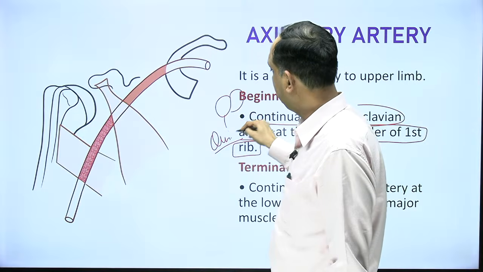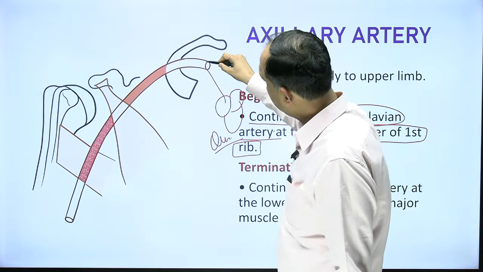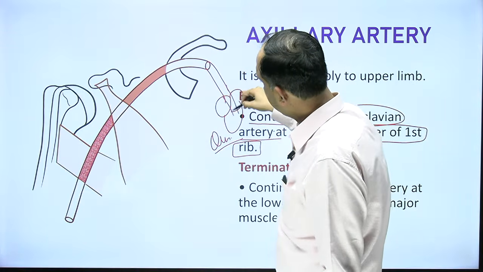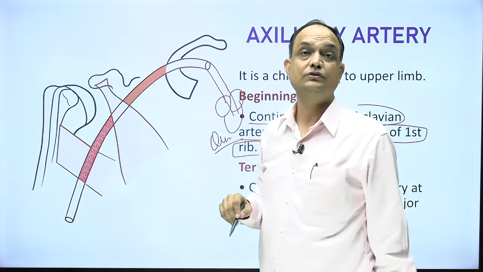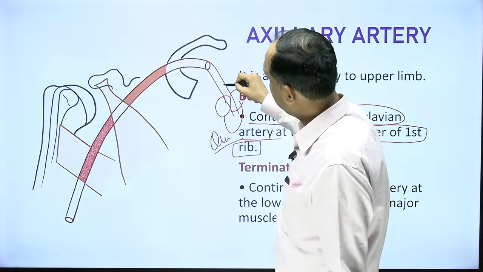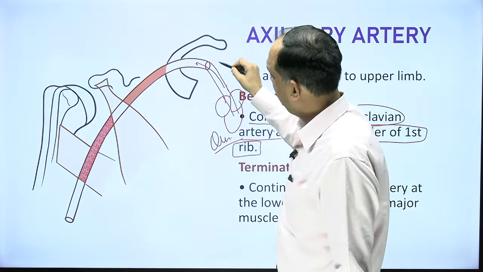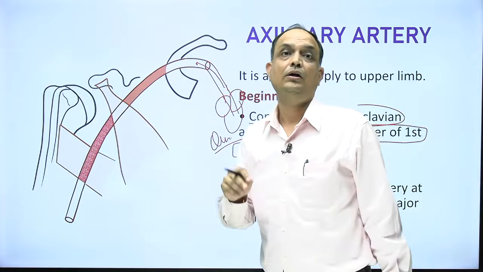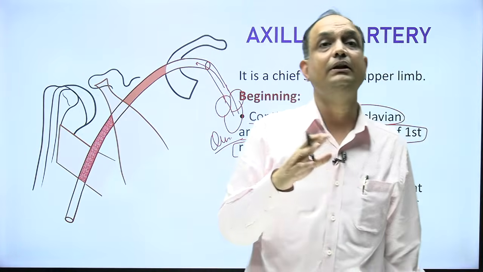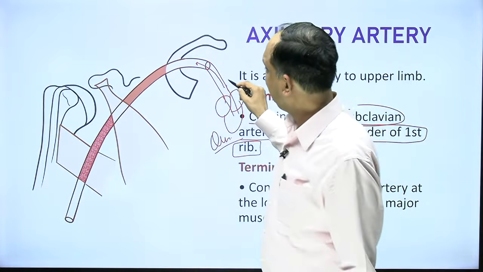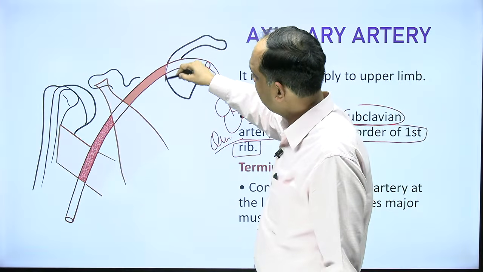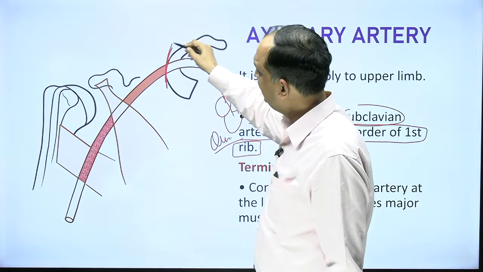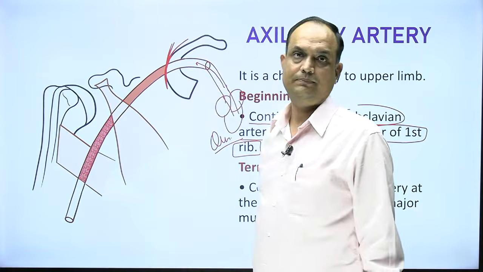The subclavian artery on the right side is a branch of the brachiocephalic trunk, which comes out from the heart. Suppose this is your heart. From the heart you will have the brachiocephalic trunk, which is a branch of the arch of aorta, and it will divide, and this is the subclavian. But up to where will the name subclavian last? The subclavian name will change to axillary artery at the outer border of the first rib.